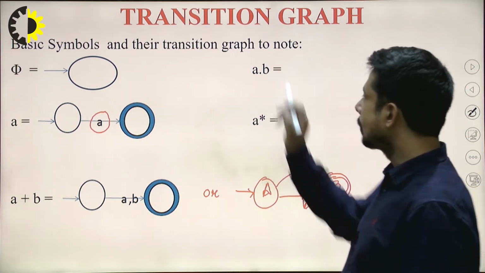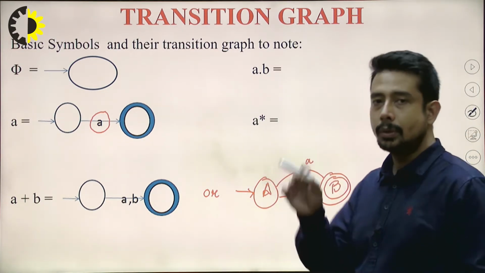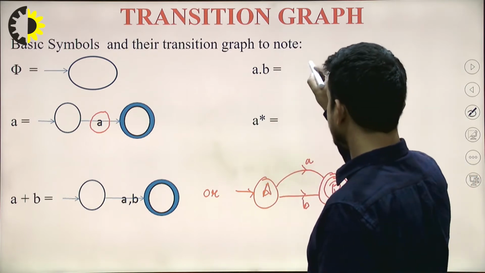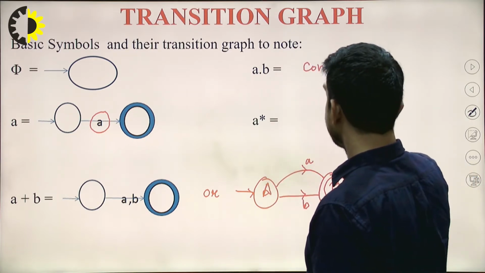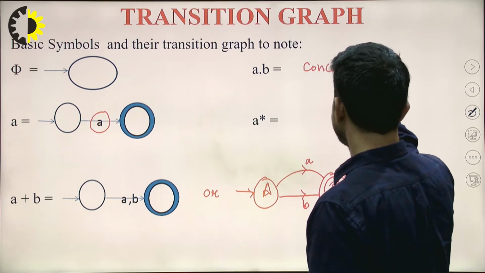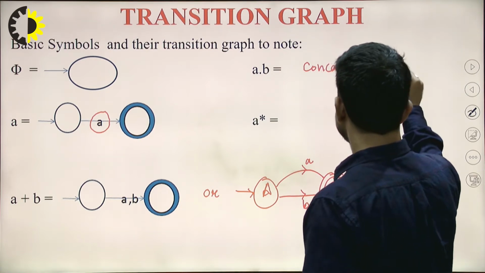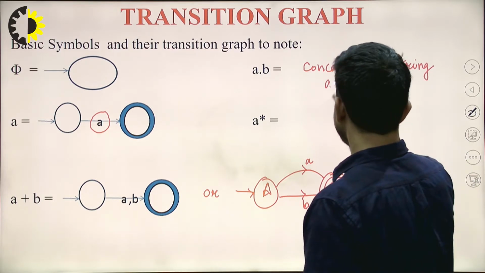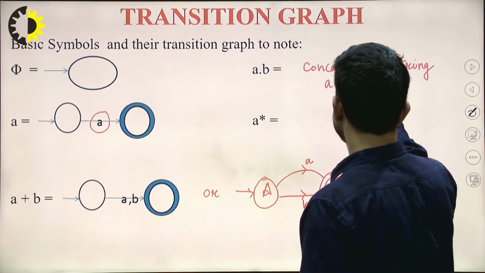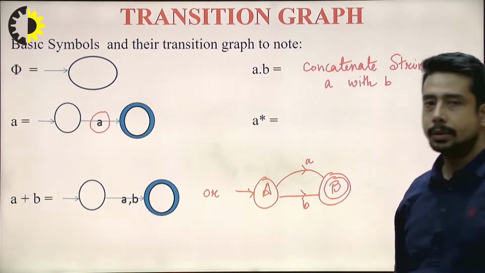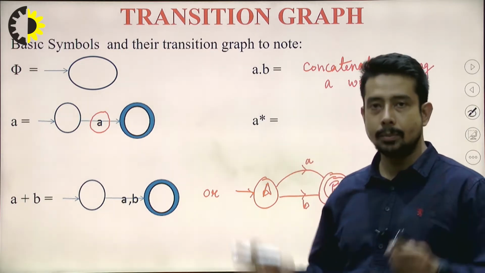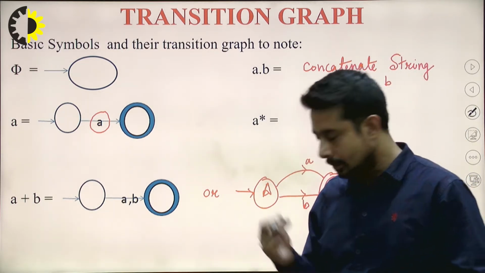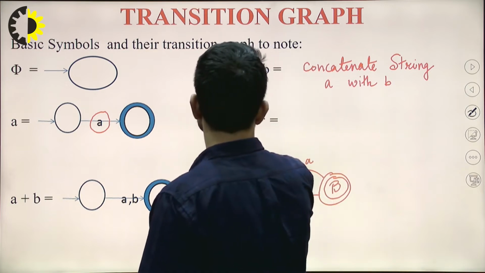Next comes A dot B. I think in the previous video also I have mentioned this particular topic. A dot B means I am trying to concatenate string A with B. This is the meaning of this particular sentence. I'm trying to concatenate. How do we concatenate? We need another state for it, right? So therefore the diagram will be like this.